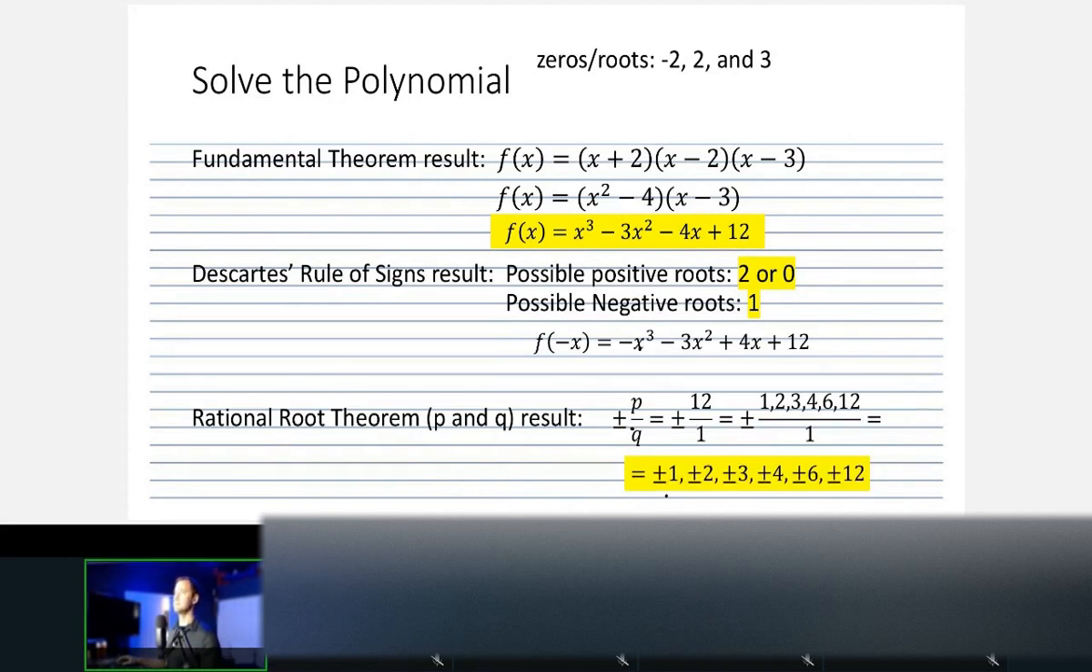So we just quickly review. We did the fundamental theorem of algebra result. We got this. We did Descartes' rule of signs. We got 2 or 0 or 1, positive or negative, right? And then we did the PQ list. How are we all feeling about generating all that stuff on this page? Probably a lot easier than when we first started learning it, right? Yeah, nice. Pretty simple.